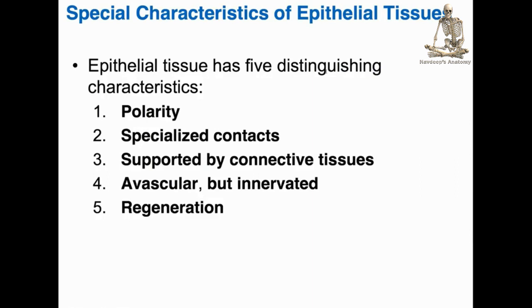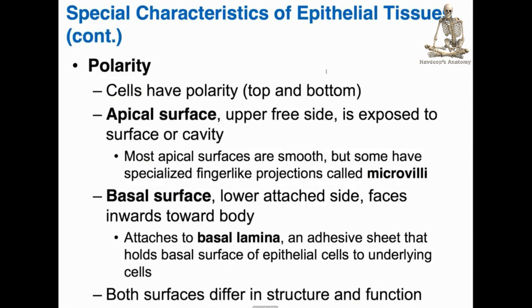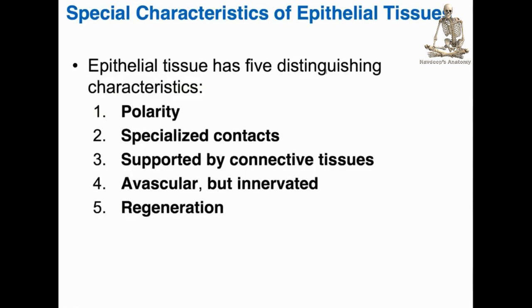Now, when we talk about the characteristics of the epithelial tissue, there are five distinguished characteristics. The first one is polarity, the second is specialized contacts, as it is contacted by different cells, and the third is that it is supported by the connective tissue. The fourth one is that it is avascular. It doesn't have any kind of blood supply in it, but it is innervated.